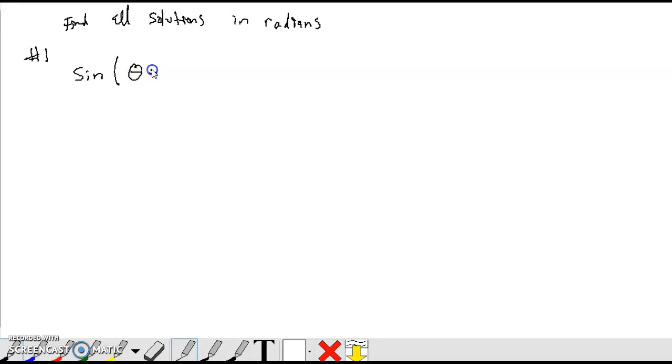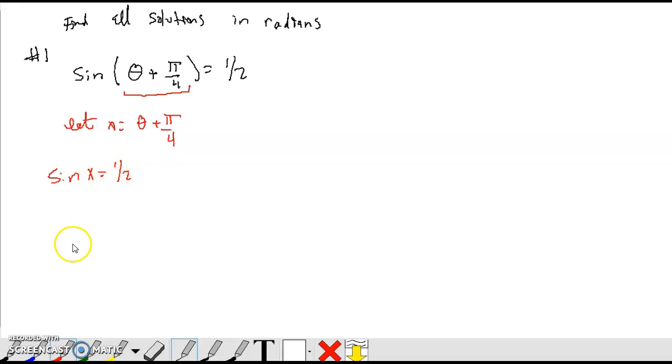So theta plus pi over 4 is equal to 1/2. This kind of looks challenging because you're like, ooh, theta, but we're adding a pi over 4. So again, I'm going to write a let statement. I'm going to get rid of what's weird and unusual. I'm going to say let x equal theta plus pi over 4. So this now becomes sine of x is equal to 1/2.